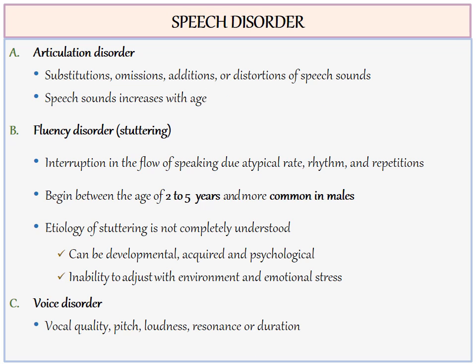Speech disorder. Articulation disorder: the ability to produce speech sounds increases with age. Most children with disordered articulation and phonology do not exhibit an identifiable physical reason for the problem. Fluency disorder, stuttering: interruption in the flow of speaking due to atypical rate, rhythm, and repetitions, beginning between the age of 2 to 5 years and more common in males. Etiology of stuttering is not completely understood; it can be developmental, acquired, and psychological. Inability to adjust with environment and emotional stress.